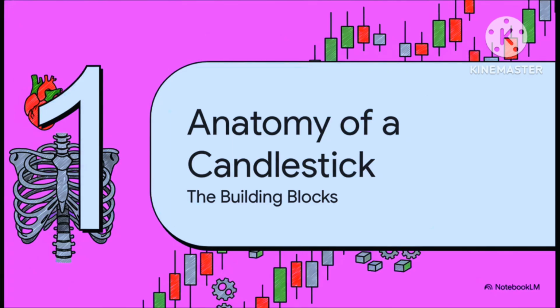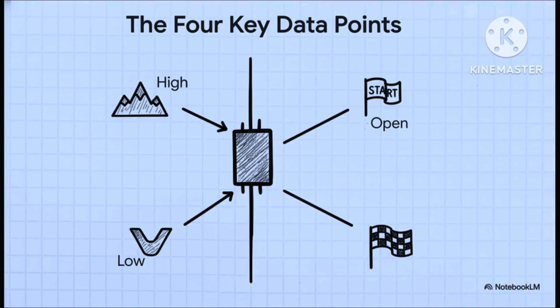All right, so let's jump right in and start with the absolute basics, the anatomy of a single candlestick. Think of this as the fundamental building block, the letter A of this entire language. Every single candle, no matter how big or small, packs in 4 super important pieces of information. It tells you the price right at the start of a period, that's the open. And it tells you the price at the very end, that's the close. Plus, it shows you the absolute highest point the price hit, the high, and of course, the lowest point it reached, the low, all in one little shape.